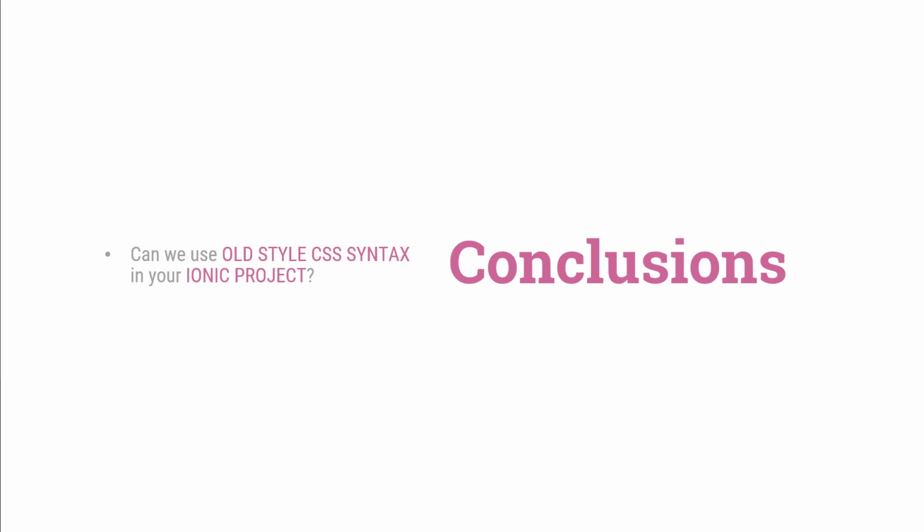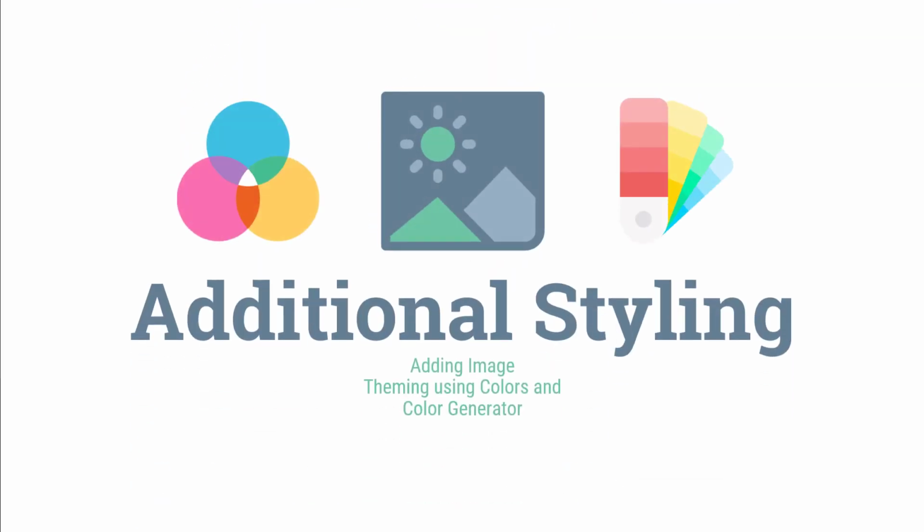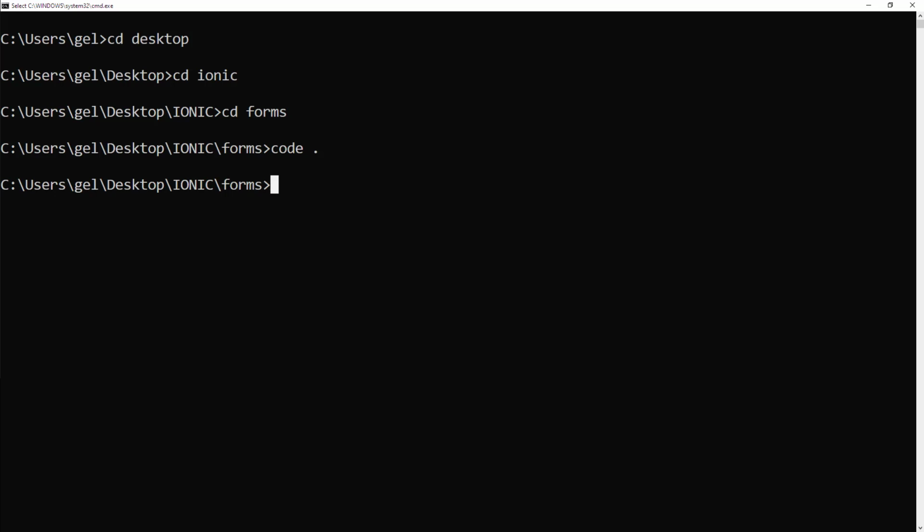Ang nabago lang is yung method na mas marami kang pwedeng gawin kay SCSS compared dun sa native CSS natin. Or mas mahirap siyang gawin sa CSS. Another one is, can we use old style CSS syntax in your Ionic project? So the answer is also yes. And now for the last part of this video, we're going to add additional styling like adding image, theming using colors, and color generator. Okay, in our command prompt, let's run our Ionic project.